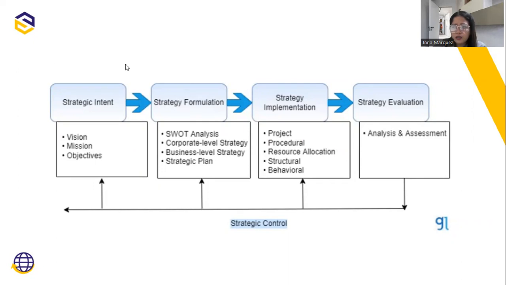So, in this intent, doon sila gagawa ng strategy, no? Kunyari, paano ba magiging #1 local university? Okay? So, gagawa sila, magka-create sila, magpo-formulate sila ng strategy. So, in formulation, it includes yung SWOT analysis, corporate level strategy, yan, kasama dyan mga strategy sa business level strategy. And usually, ito yung strategic plan when we say formulation, no? When we go to strategy implementation, dyan na yung project, how are you going to proceed with the project, how much yung resources na kailangan mo, no? Yung structural, how it is implemented, no? And behavioral, kasama dyan.